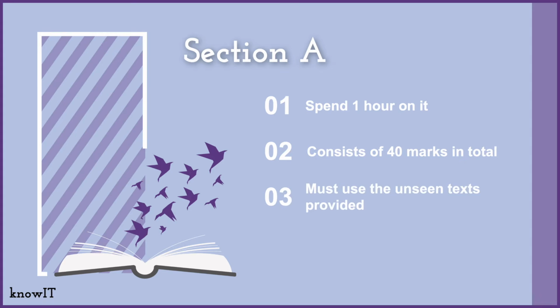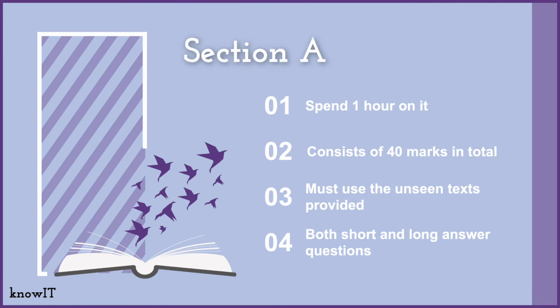Now, next, you must use the unseen texts that are provided. So basically 2 unseen texts are provided to you in an extracts booklet. So you have to use those to answer the questions that are in this section, and we'll come to that later on also. The fourth important point about this section is that it includes both short and long answer questions. So they're not only long analysis type questions, but short ones too.